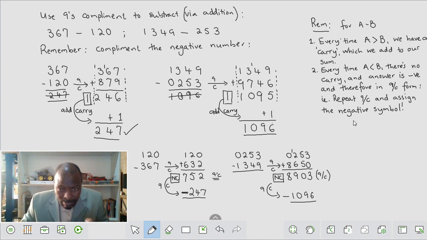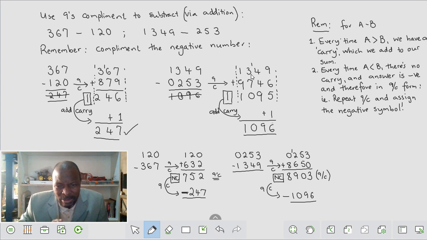Okay, so every time, remember that every time you are subtracting a smaller number from a bigger number, you will have a carry and will add that carry to the 9's complement. Every time that we are subtracting a bigger number from a smaller number, we will not have a carry, and therefore the sum is in 9's complement form, so it must be complemented again, and a negative sign must be assigned. That is basically how you do 9's complement.